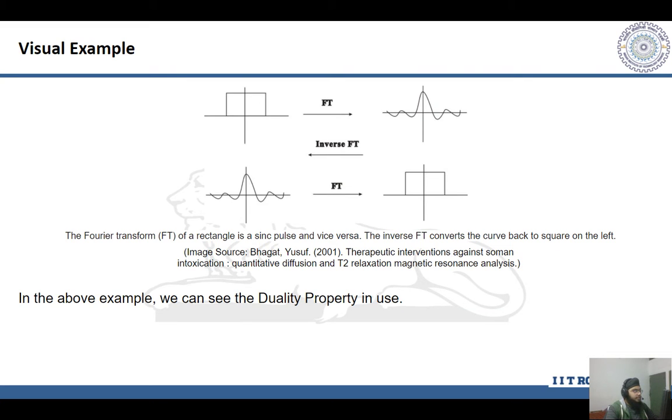Here we can see a visual example of the duality property, where the Fourier transform of a rectangular pulse is a sinc, and vice versa, the inverse Fourier transform converts the curve back to the square on the left. This image has been sourced from the paper given in the slides. So in the above example, we can see the duality property in use.